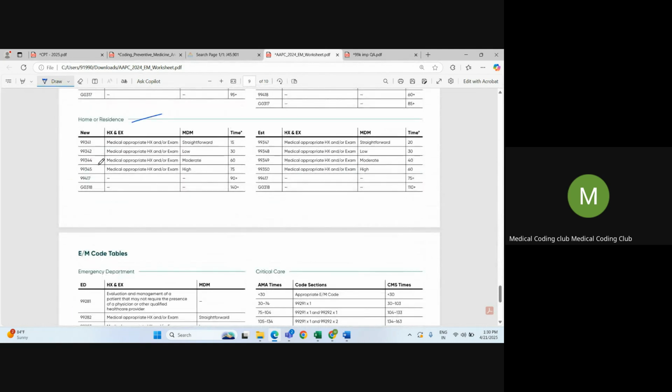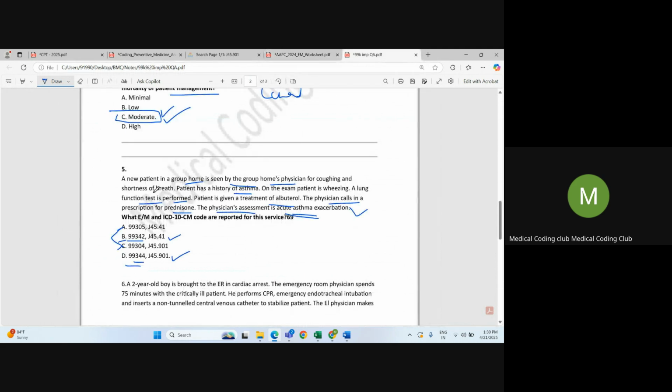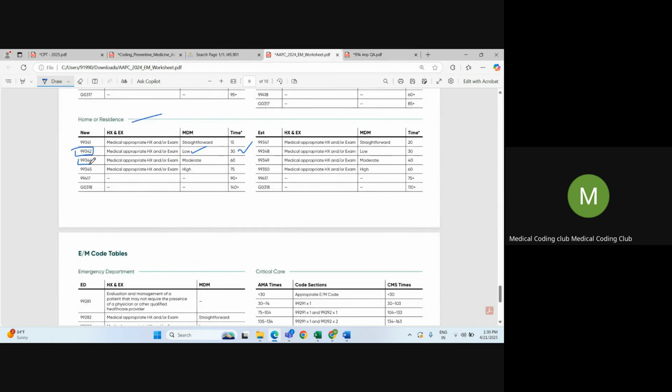So for home or residence new patient, 99342 is 30 minutes of time, and the time we don't have. The MDM is low MDM. And 99344 is moderate MDM.